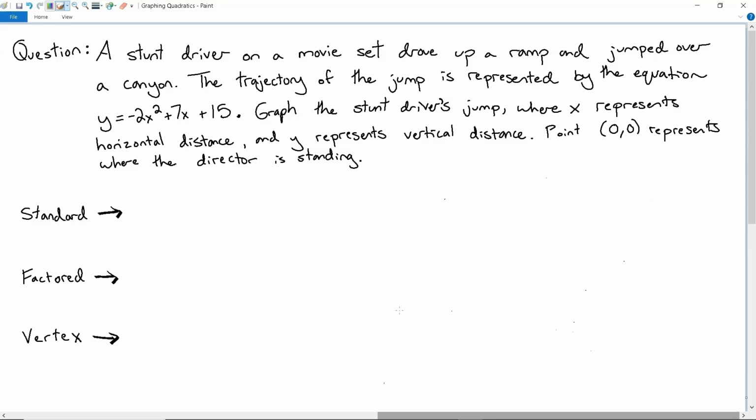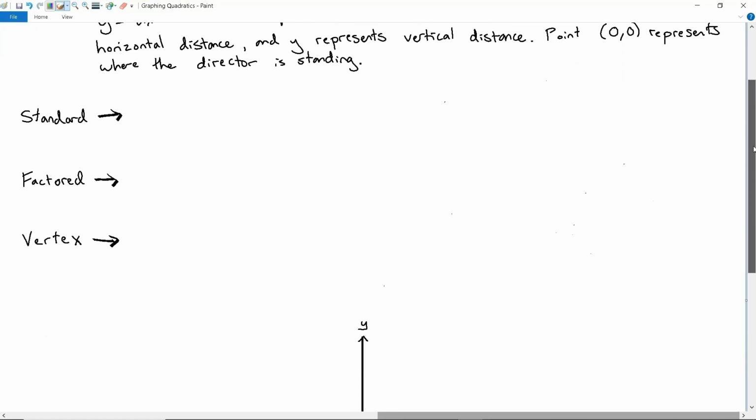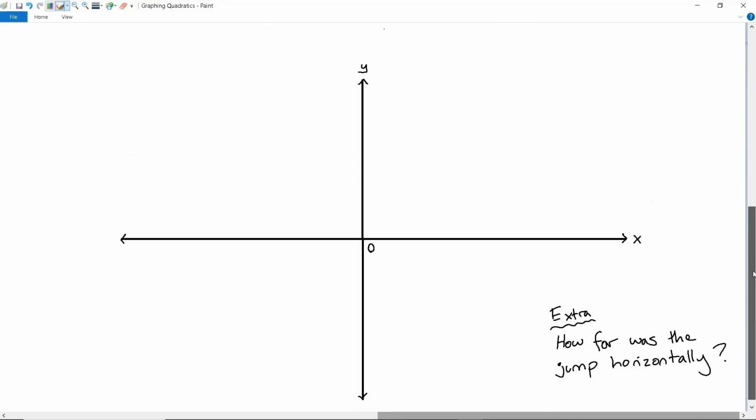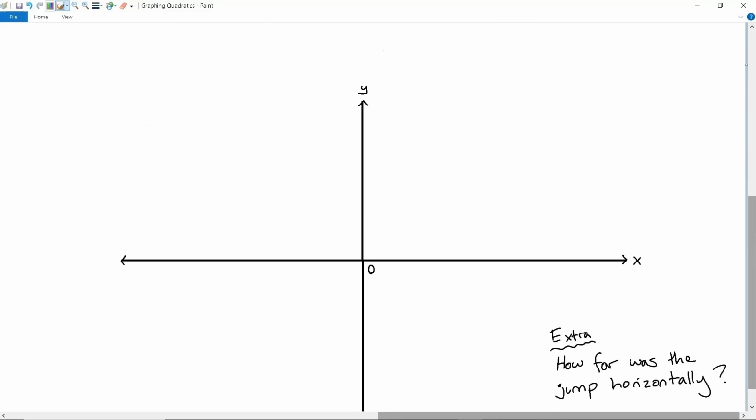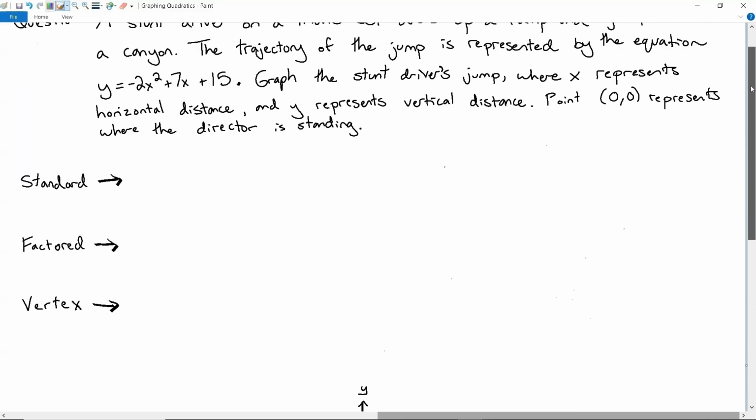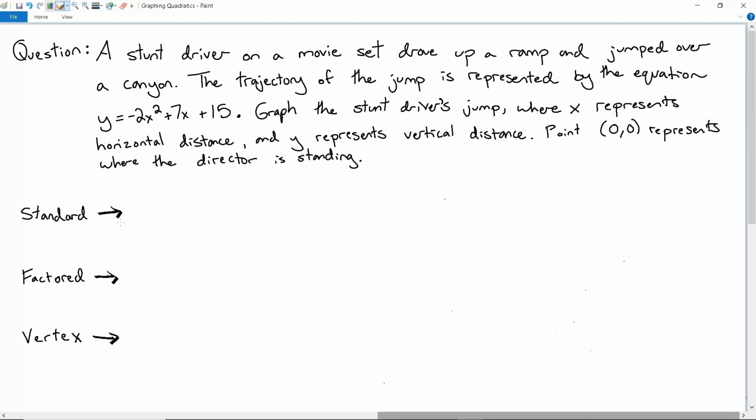The point (0, 0), or the origin, represents where the director of the film is standing. And for this question, let's assume that we're measuring distance in meters. Now, before I even look at my graph, which I'm going to do down here, this is my Cartesian plane, I just want to look at the equation and see how much info I can extract from it. So I know the standard form looks like this, and we're looking to graph this.